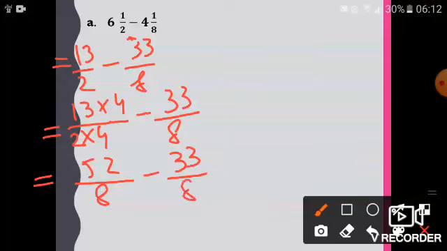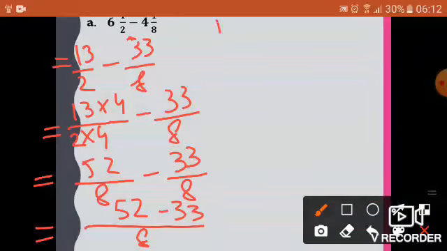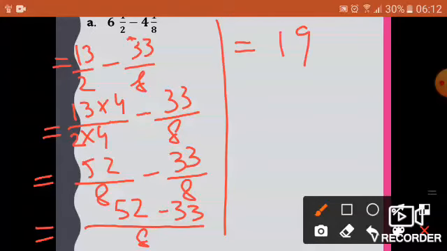Next step, we are supposed to write the answer. After making the denominator the same, your next task is to write the denominator once and then subtract the numerators as we normally do with fractions. So now 52 minus 33. What is 52 minus 33? 12 minus 3, 9, and 4 minus 3, 1. So 19 upon 8.